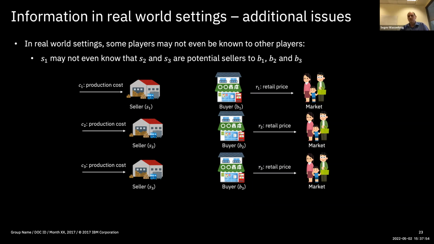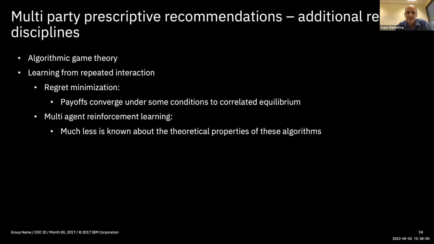What we've also looked at, or are still looking at, is whether we can use other related or different disciplines to make such decisions, and possibly tie them in to game theory. First, of course, algorithmic game theory, which does talk more about computational tractability and so on.